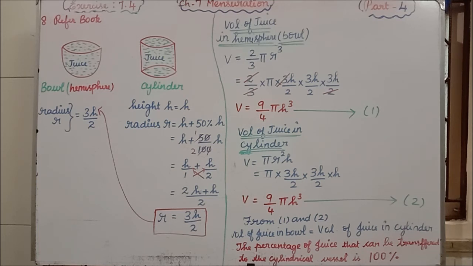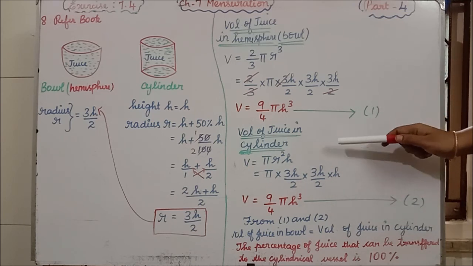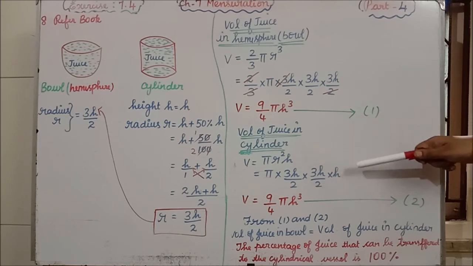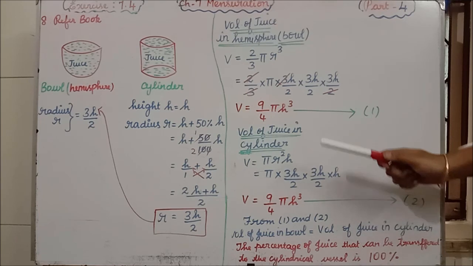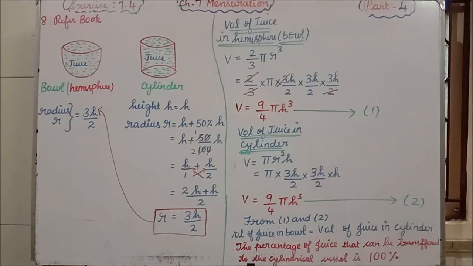Next we are going to find the volume of juice in the cylinder. So the volume of the cylinder formula is what? Pi r square h. Pi into, what is the radius for the cylinder? The same, 3h by 2 only. So 3h by 2 into 3h by 2 into the height, which is what? h only. Now here, nothing is there to cancel. We have to straightaway multiply all the numerator and the denominator parts. Clear? So 3 3s are 9. Pi, h into h is h cube, divided by 2 2s are 4.